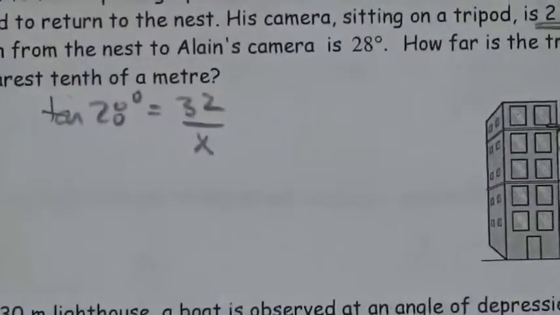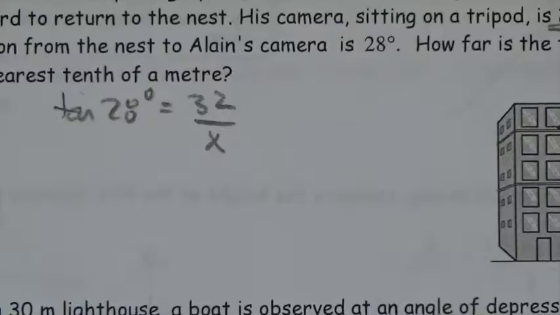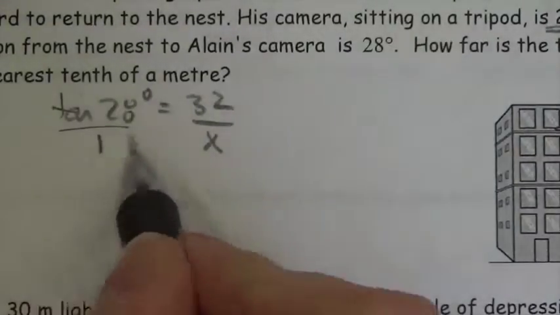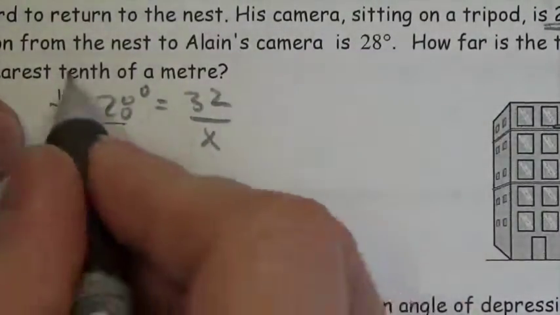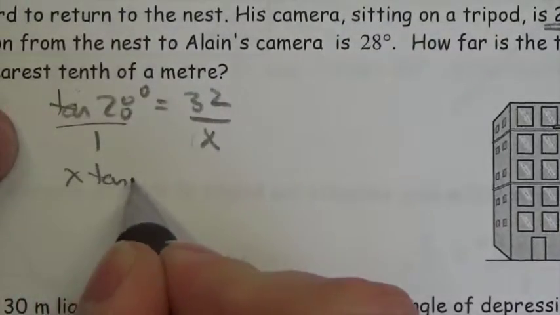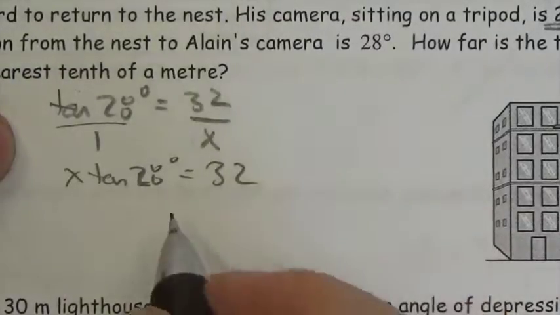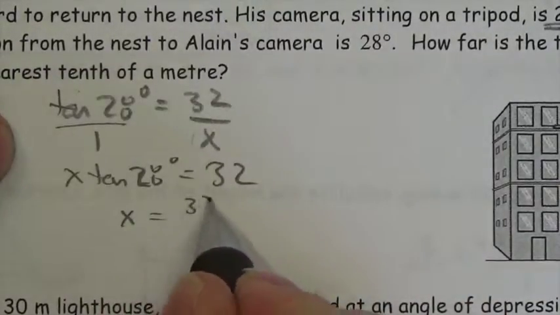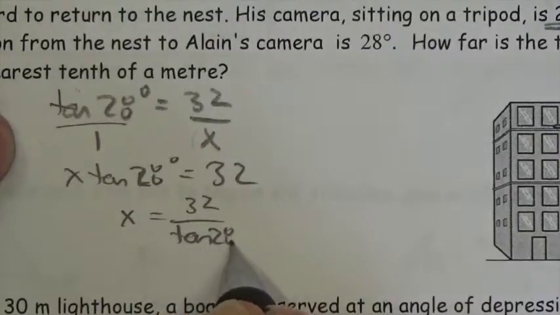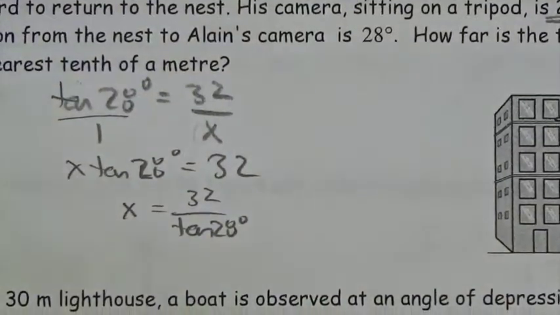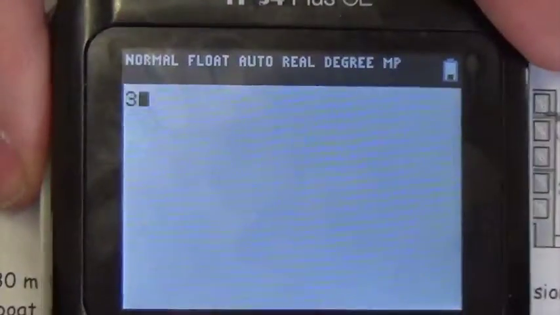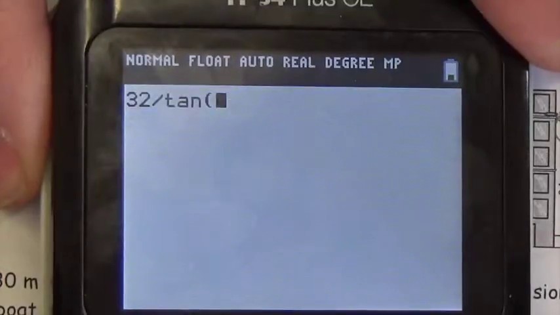in this case x. Now, I will enter that into the calculator in just a second. First of all, let's just manipulate this to solve for x. When I cross multiply, I'll get x times the tangent of 28 degrees will equal 1 times 32, or 32. And so x will equal 32 divided by the tangent of 28 degrees. I can just go to my calculator to evaluate that, because now's the time. 32 divided by the tangent of 28.